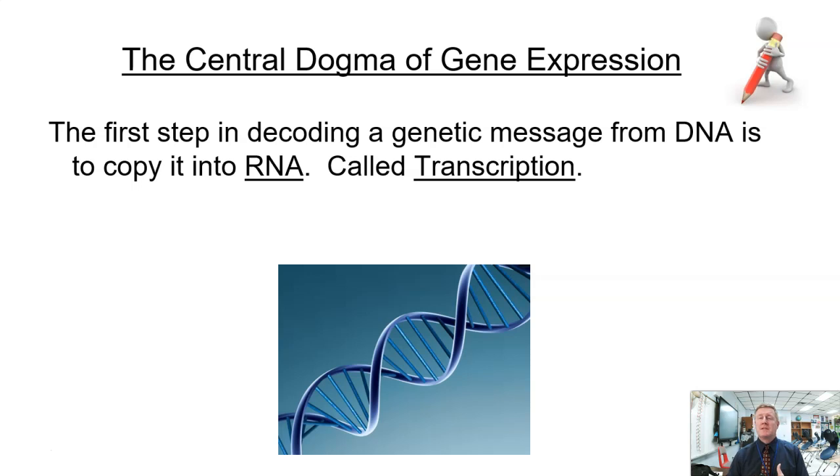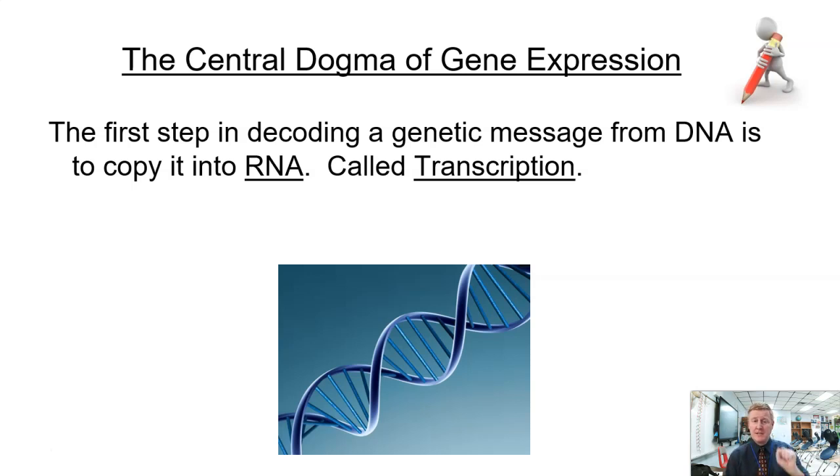So sometimes it's referred to as the central dogma of gene expression. That's a big fancy way to say the main big idea, the big concept of gene expression. And it's really two steps. The first step is that we have to decode the information that is in DNA, and it gets copied into a new molecule, a new nucleic acid called RNA. And that copying is called transcription.